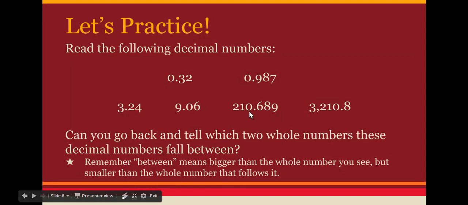Did you say that 210 and 689 thousandths is between 210 and 211? If so, good job, you got that one right. The last one, 3,210 and 8 tenths. Look at the whole number. Ask yourself what number comes after that whole number. Those are the 2 whole numbers that this decimal is between. I hope you said that this decimal is between 3,210 and 3,211.